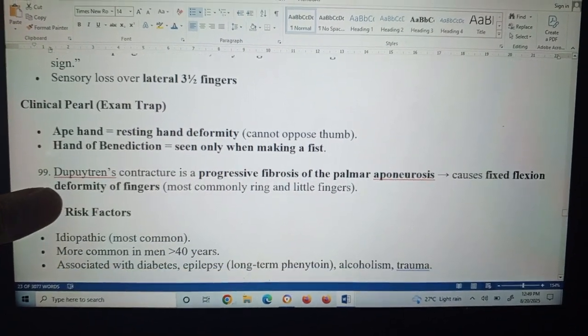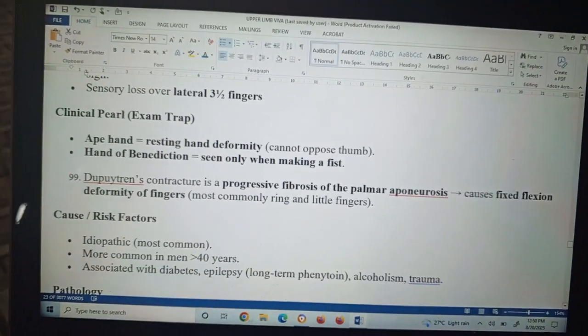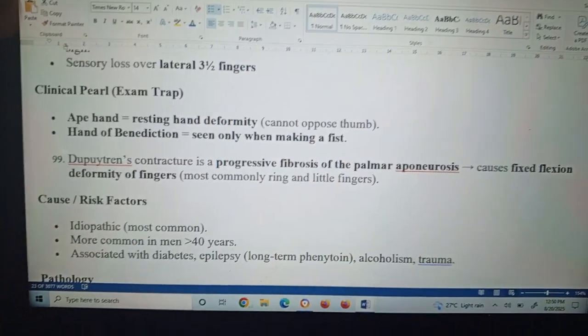Clinical pearl or exam trap: ape hand deformity is a resting hand deformity in which the person cannot oppose the thumb. Hand of benediction is only seen when making a fist. Dupuytren contracture is a very important question.